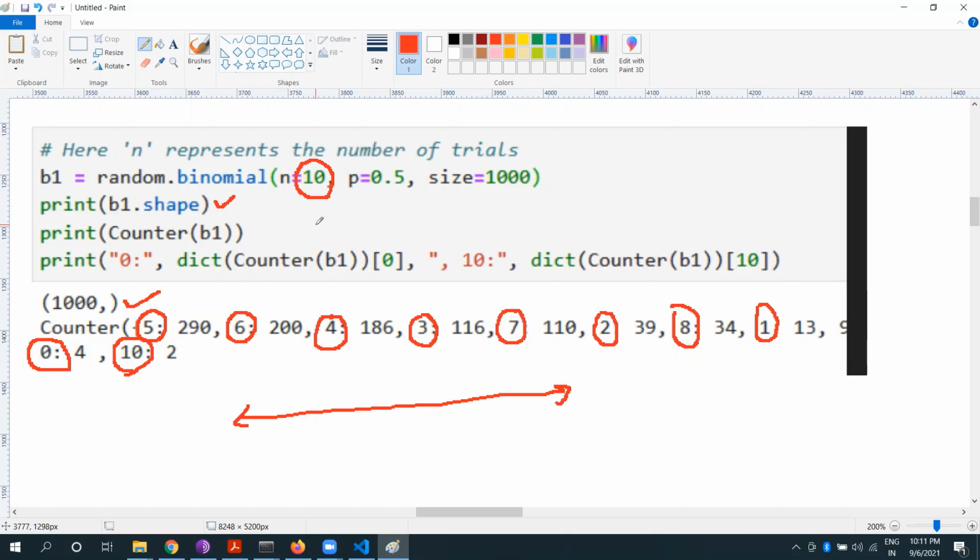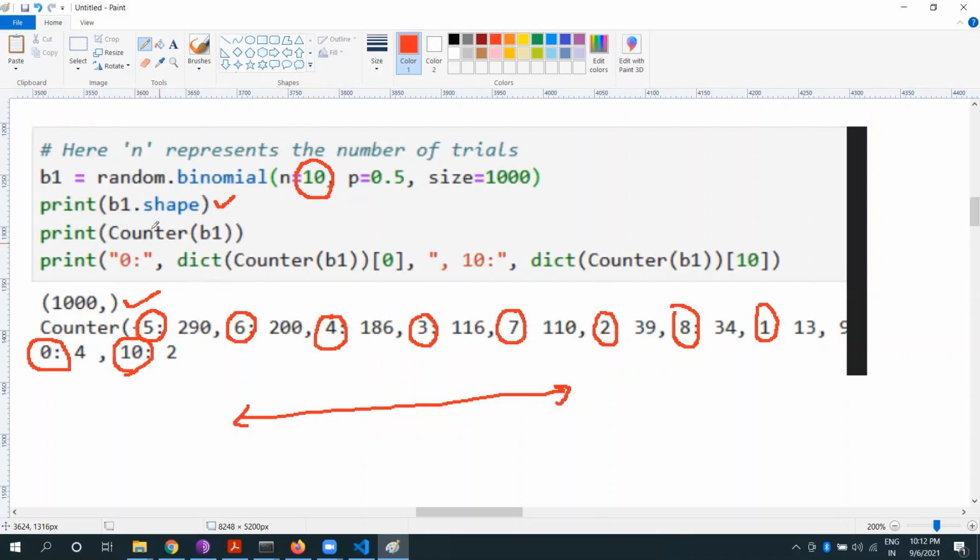You flip a coin 10 times, or you flip 10 coins, you would get some kind of output. Got it? You would get heads or tails, heads, tails, heads, tails, right? So if you have flipped 10 coins, you would get some heads, but the number of heads would never be more than 10 and would never be less than 0.